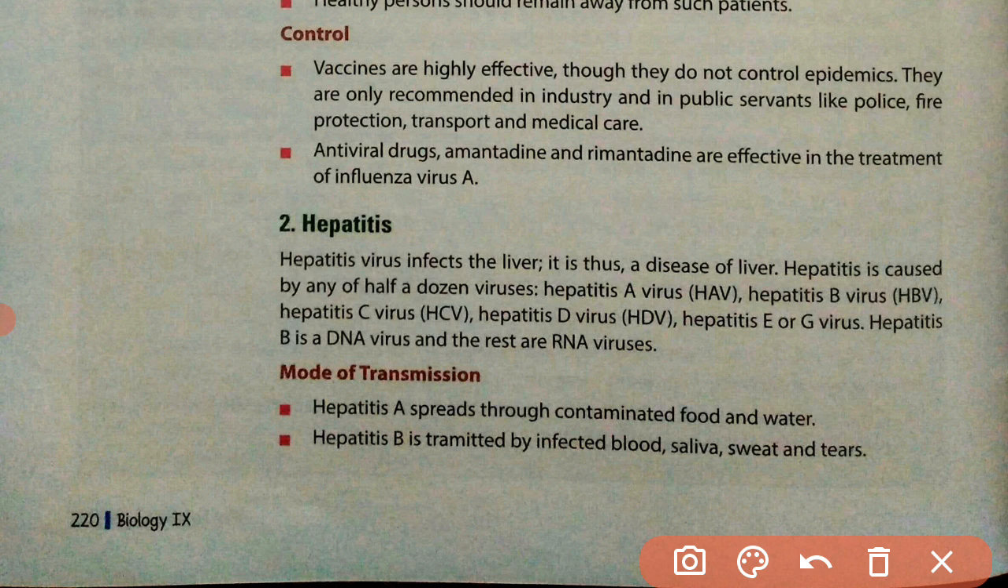Hepatitis B is transmitted by infected blood, saliva, sweat and tears. Suppose there is a patient suffering with hepatitis caused by hepatitis B, and a healthy person comes in contact with the blood, saliva, sweat and tears of that infected person. That healthy person can catch this virus and suffer with this disease.